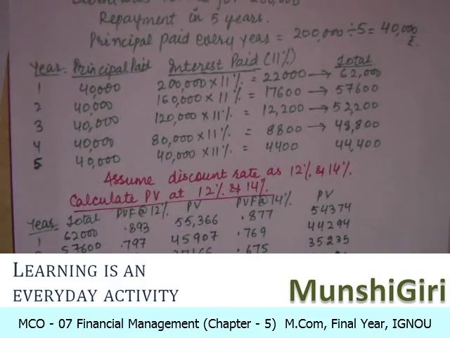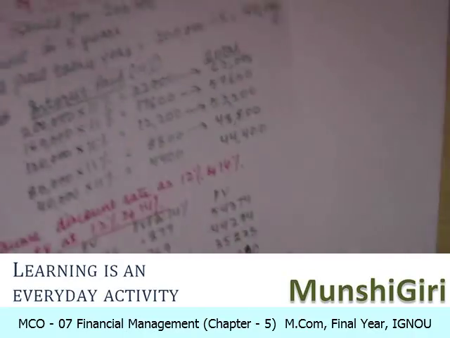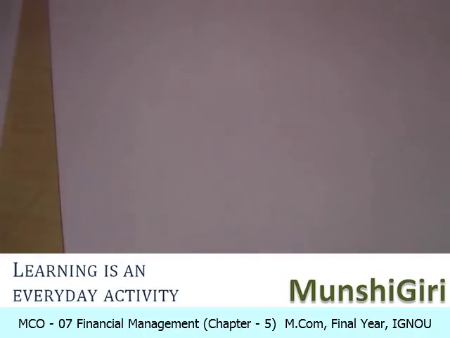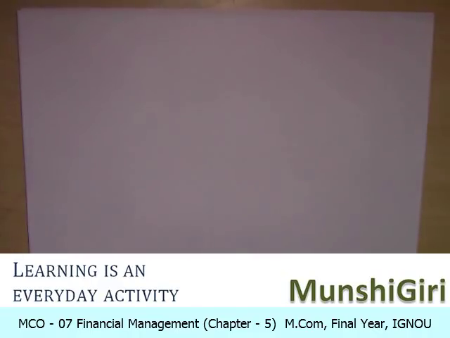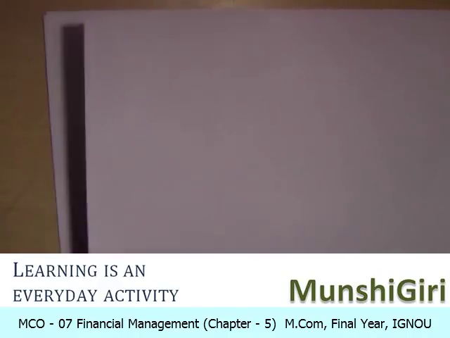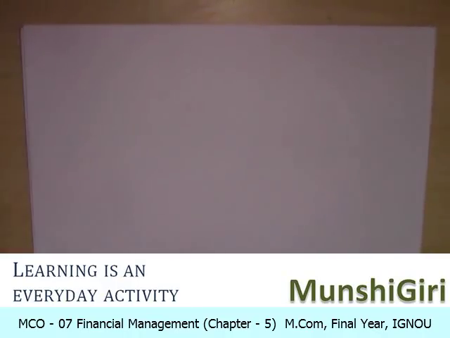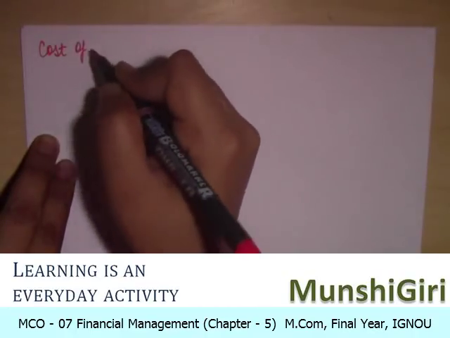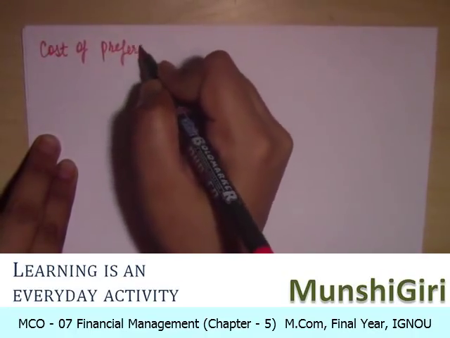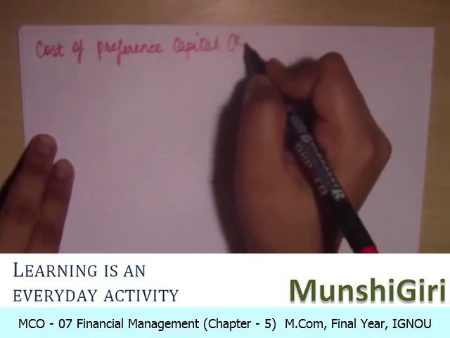Coming to cost of preference capital. That is KP. Till now we have done KD, cost of debt capital. Coming to the cost of preference capital now.